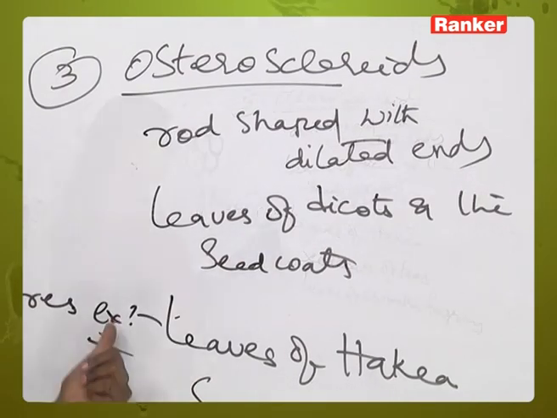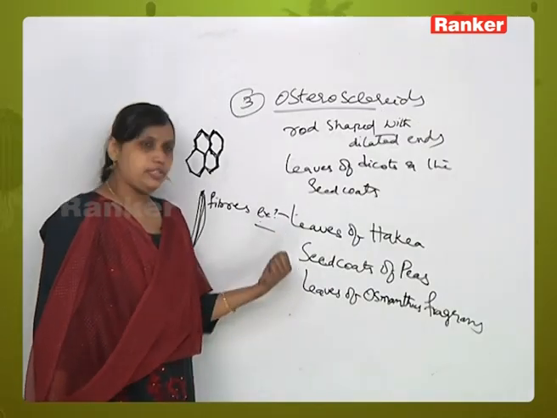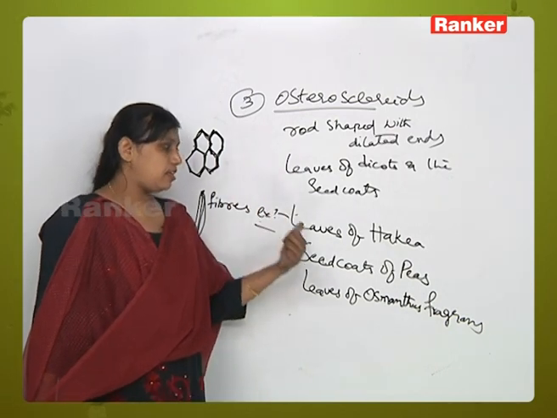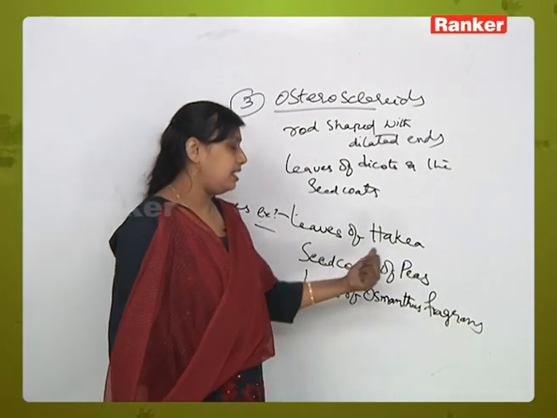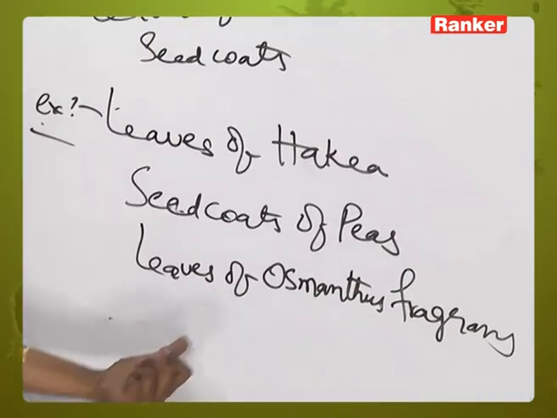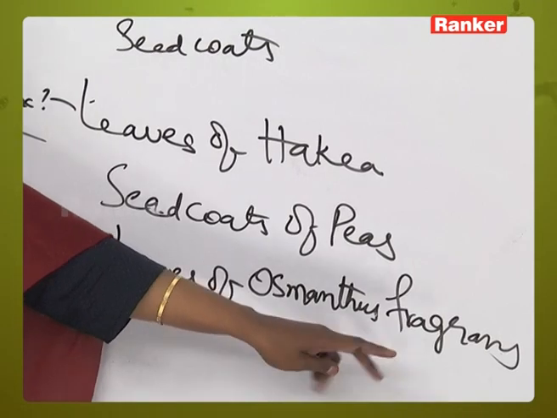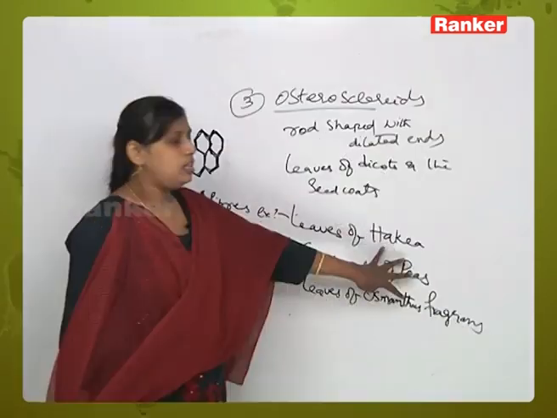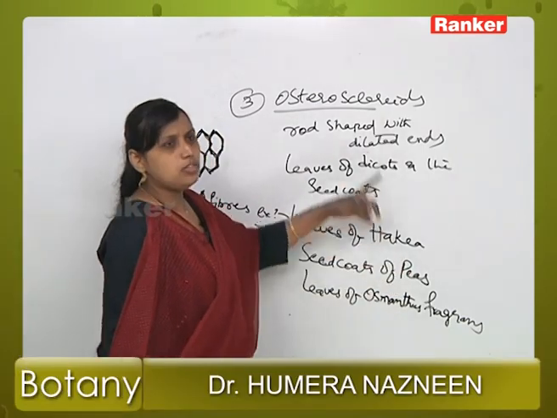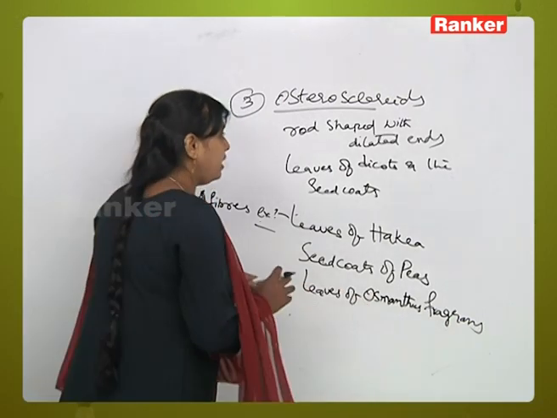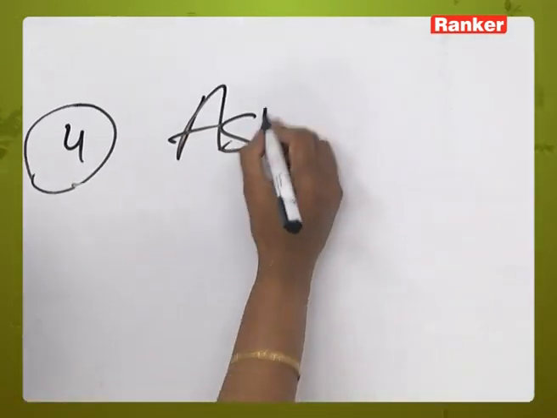Now, the examples are very important, from which you can frame a question. Osteosclerites are visible, you can see clearly, in leaves of the Hakea plant, seed coats of peas, and leaves of Osmanthus fragrans. So, the question framing will be: you will be given a choice of these, any one will be given, and you will be asked what type of sclerites are seen in these plants. Okay. Next one is astrosclerites.